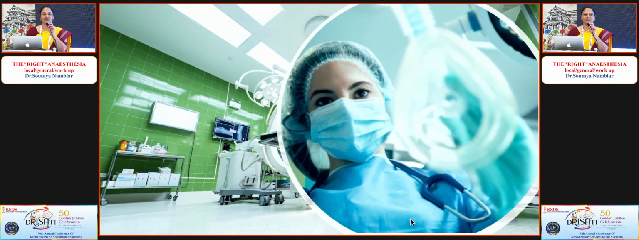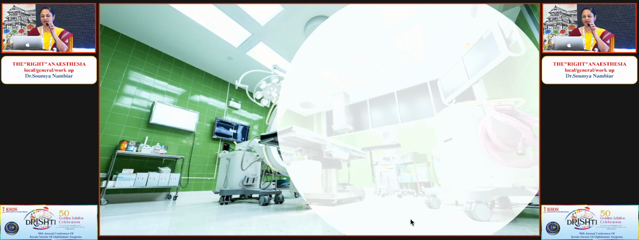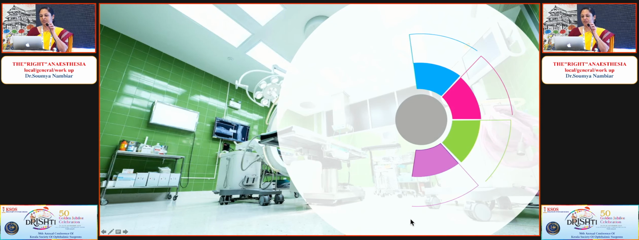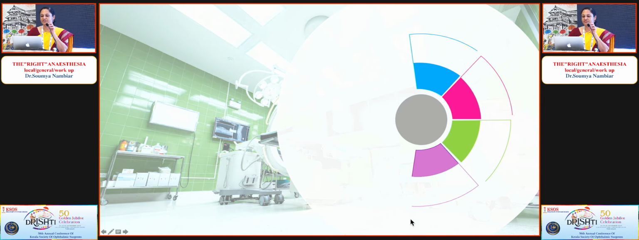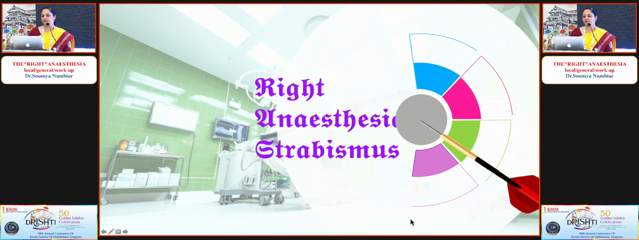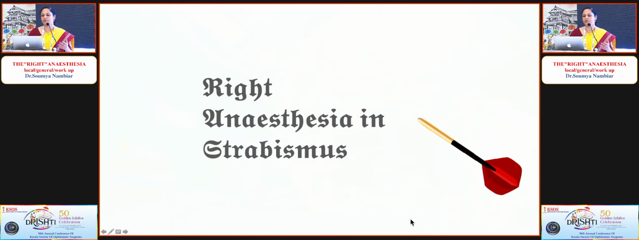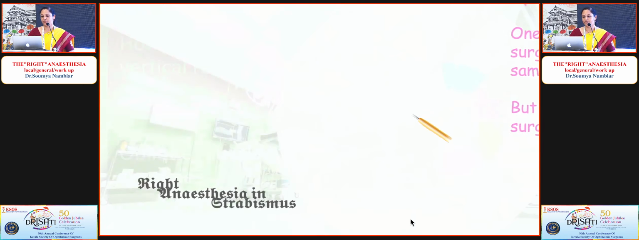So basically, being pediatric ophthalmologists, we cannot go without an anesthetist. We have to have teamwork and we need their help at every stage of our surgeries. As a novice strabismologist, we need to decide what is the right anesthesia to choose for our surgeries. It depends upon where you're working, maybe a private setup, or it may be an institute. So you have to decide.